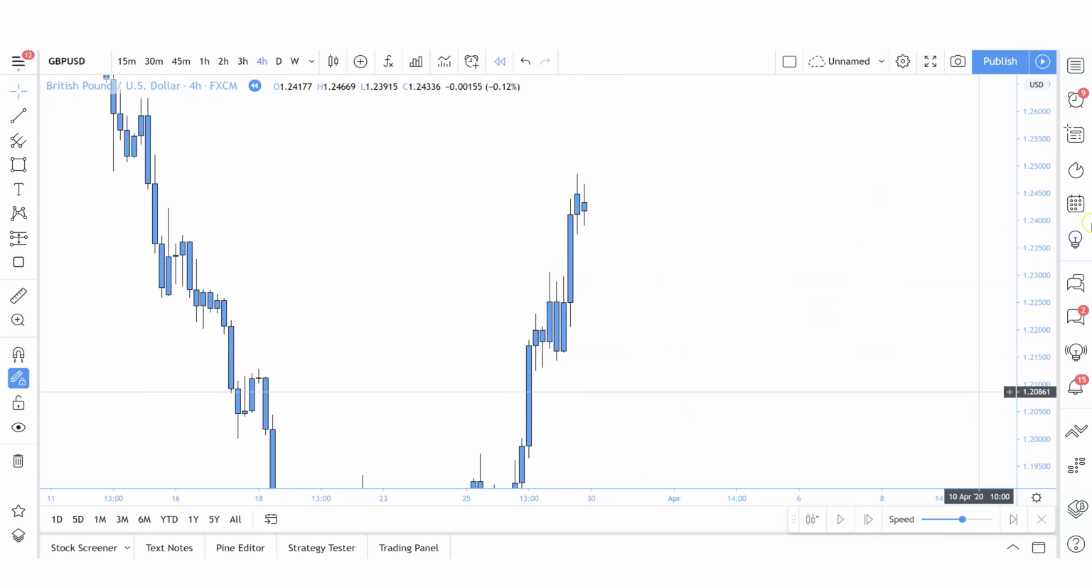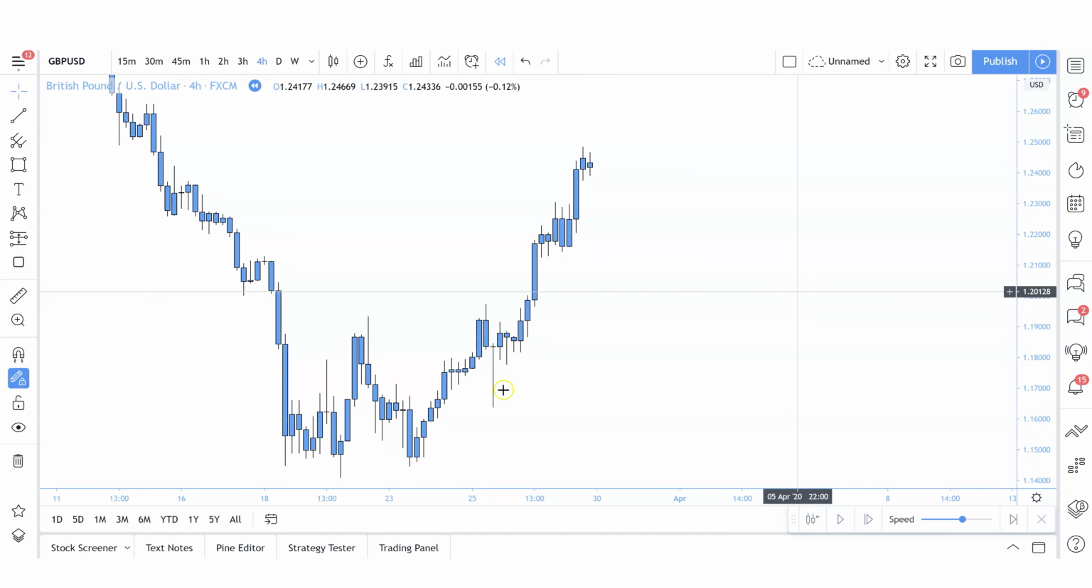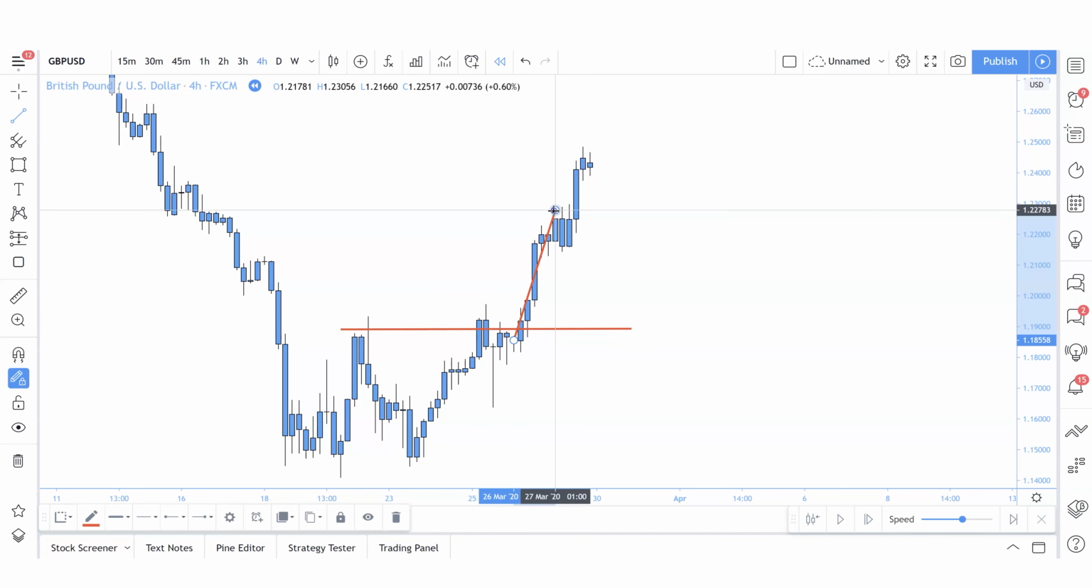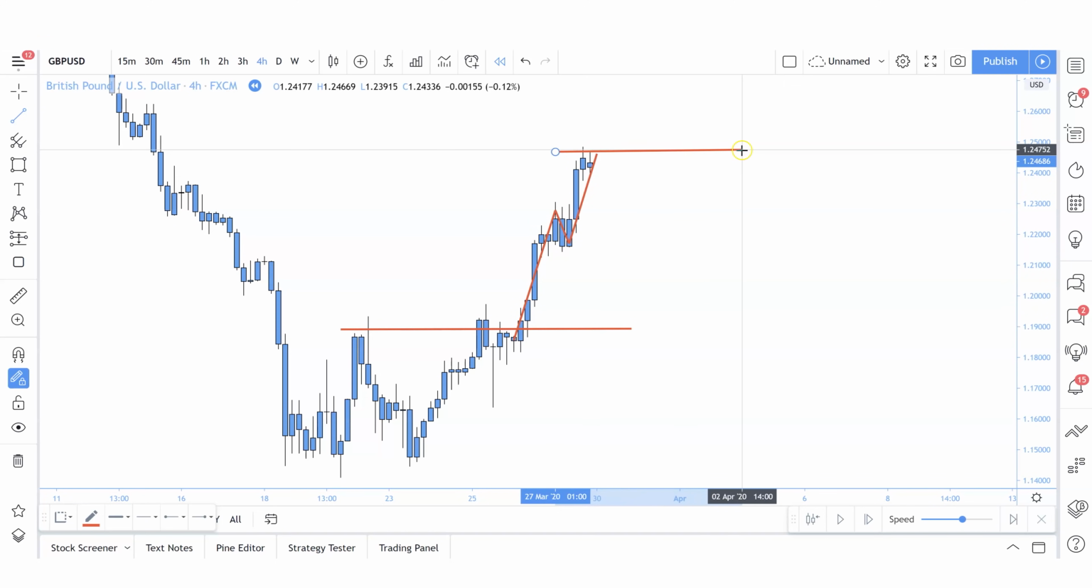So let's clear this structure here. Let's take a look at what's happening. So again, the pound has just really rallied. We've had these breaks above structures here. Strong bullish pressure, push phase, exhaustion phase, push phase. Now we potentially could be entering an exhaustion phase here in the market.